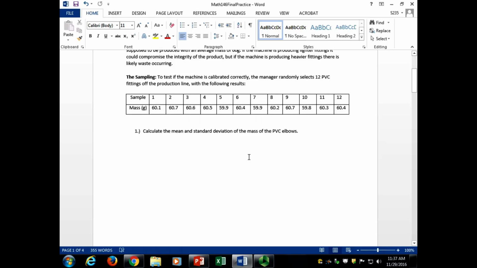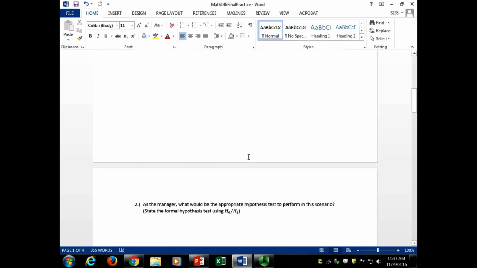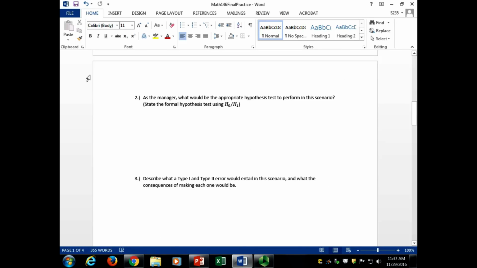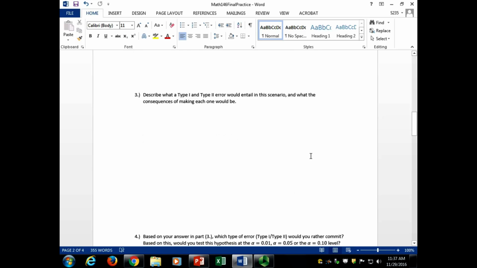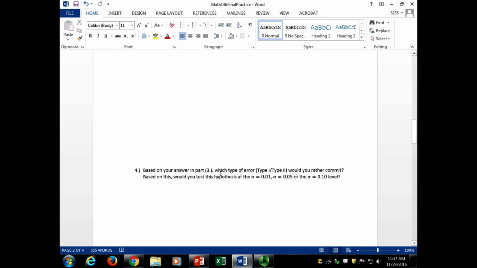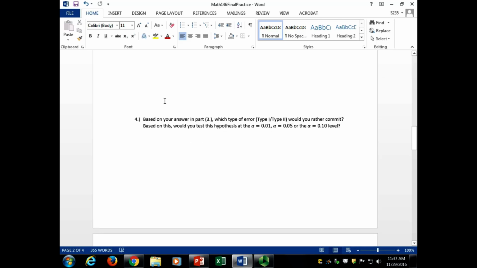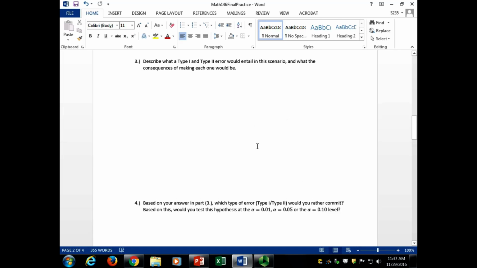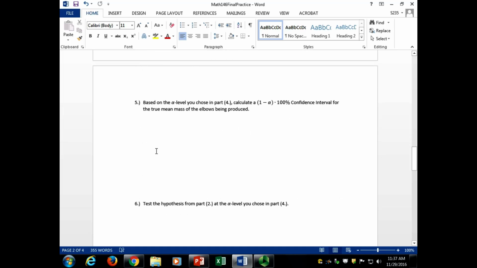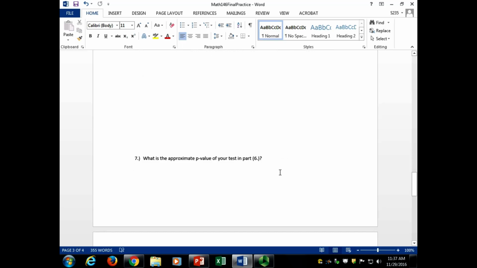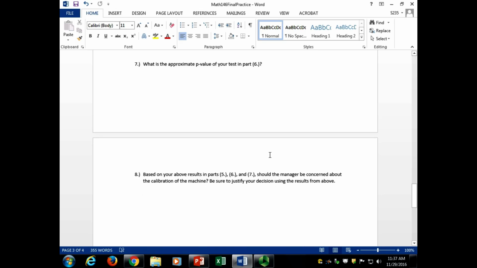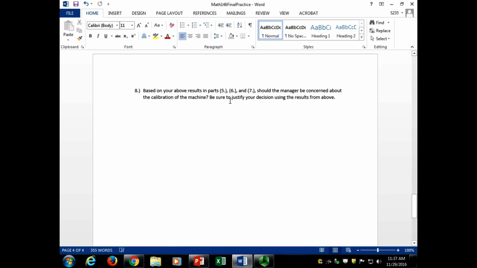Then what I want you to do is calculate a mean and standard deviation. That came from way back in chapter 3. We should be pretty good at that by now. And then I want you to do some hypothesis test stuff. State a hypothesis, figure out what type 1 and type 2 errors are, and based on that, pick an alpha level. There is no right or wrong answer on the alpha level. It's your choice, but you have to explain why you picked it. It should be based on which error you'd rather commit. Then I want you to do a confidence interval, a hypothesis test, approximate a p-value, and then give me a good interpretation of what you would do as the manager.